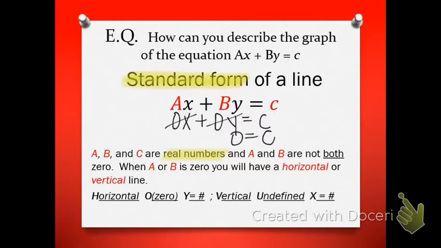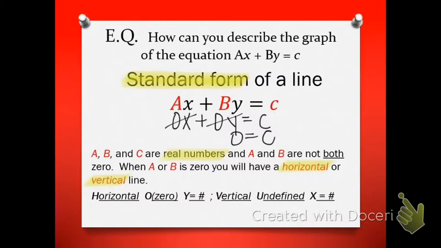However, look at the next sentence. When A or B is 0, you will have a horizontal or a vertical line. So I want you to highlight horizontal or vertical. So when A or B is 0, which means one of those terms will go away, you'll be left with a horizontal or a vertical line.